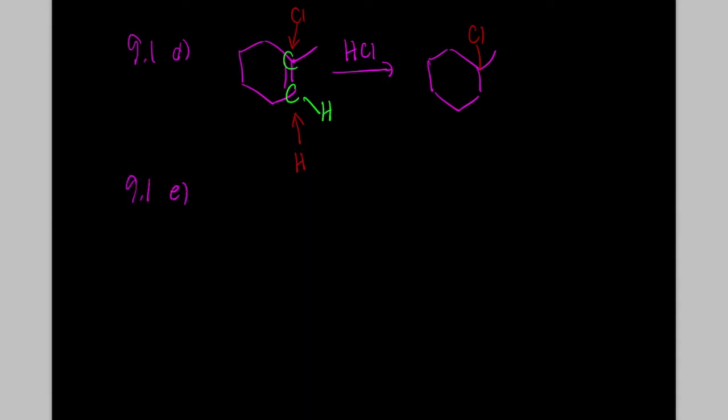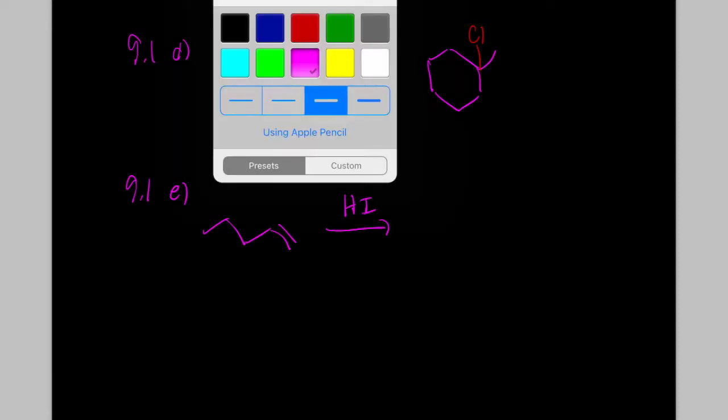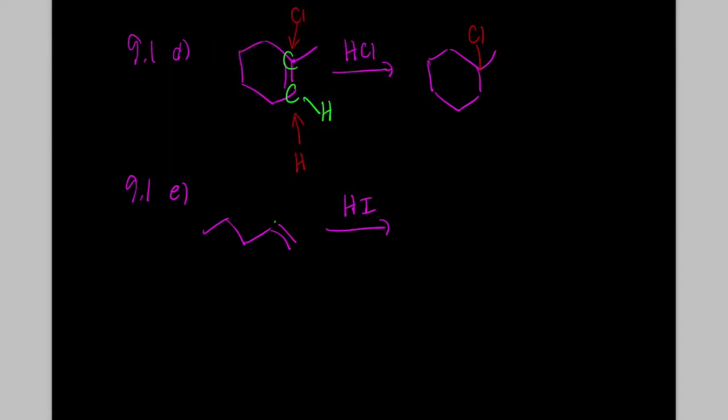All right, we've got 1-pentene, and we're treating that with HI. All right. Let's draw our 2 carbons on the alkene, let's draw in missing hydrogens. Okay. And let's decide which one is richer.